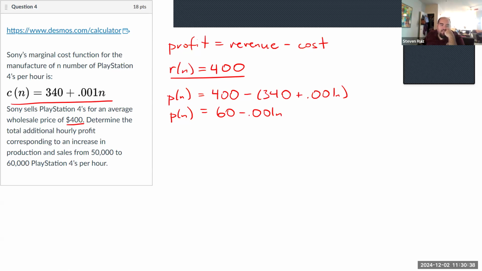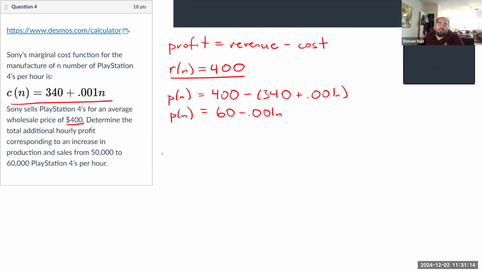So now that we have that function, let's read the last sentence here. Determine the total additional hourly profit corresponding to an increase in production. So if you ramp up production from 50,000 units per hour to 60,000 units per hour, assuming I sell every single one of those additional units that I make, how much more profit am I going to make? So let's figure that out. By the way, not how much total money am I going to make, sorry, I keep saying money.